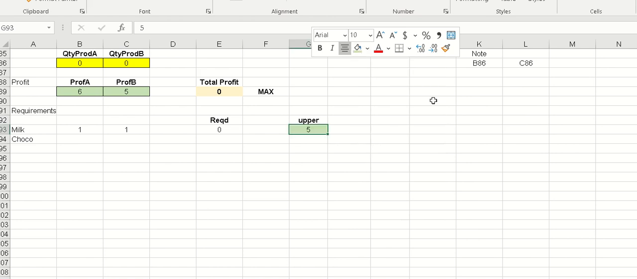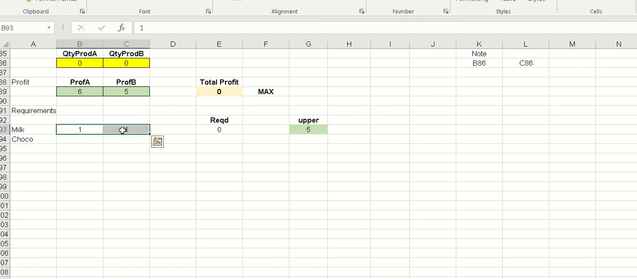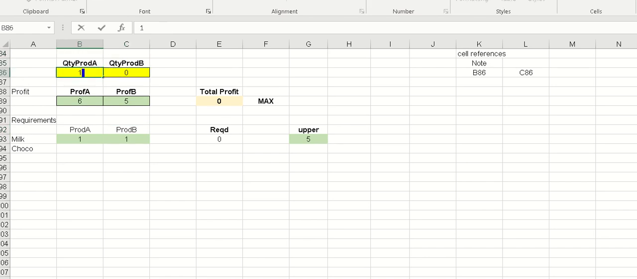Anything constant, anything part of the questions. Also, these ones are constant. You don't change them. So 1 kilogram for product A, and for product B, 1 kilogram for one piece. You multiply that by this. So if I put 1 and 1, it will now be 2 required. Correct? And this is the upper limit.